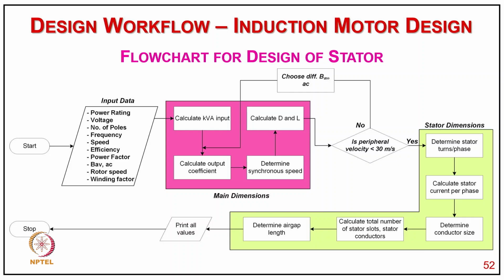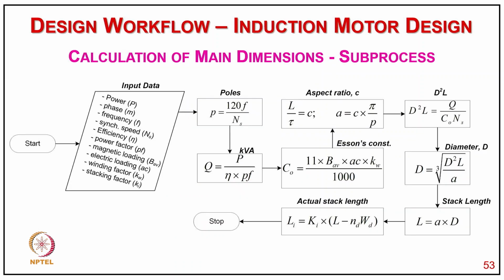Now, if yes, the design is acceptable according to peripheral speed, then we go to calculation of stator dimension. Determine the stator turns per phase, calculate the stator current per phase, determine the conductor size, calculate the total number of stator slots and stator conductors, determine the air gap length, and then print all the values, then stop. So, this is the flow chart typically for design of the stator.